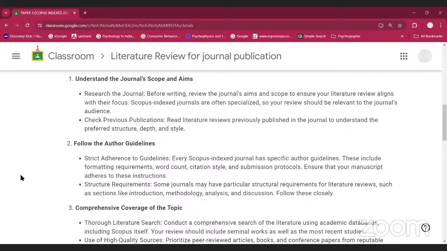And what are their limitations? So these things are very important. Provided this journal is about the Journal of Clinical Psychology, a Journal of Abnormal Psychology, or Journal of Psychology.